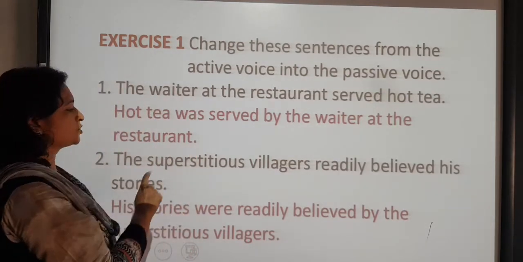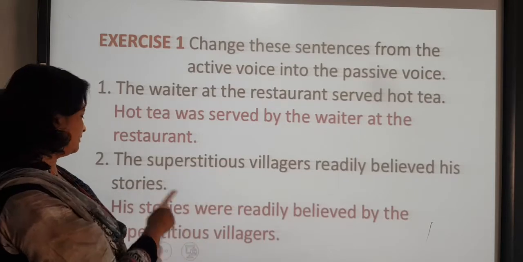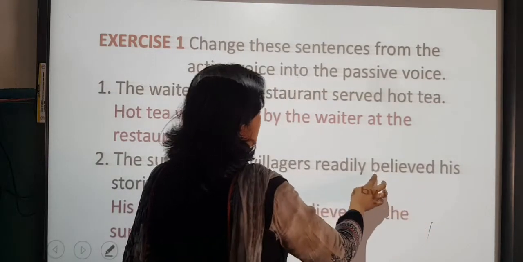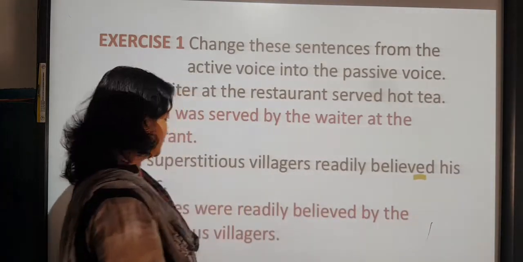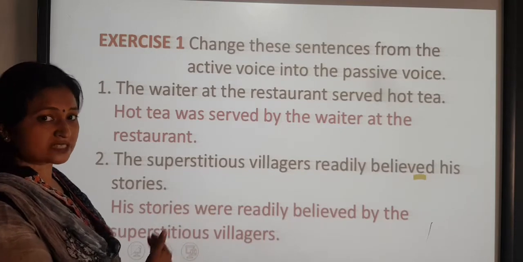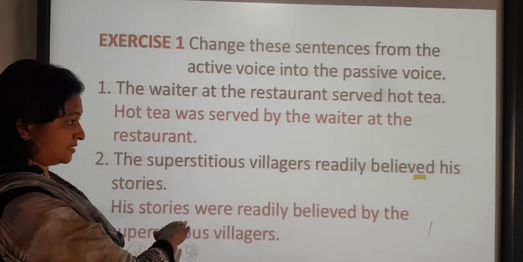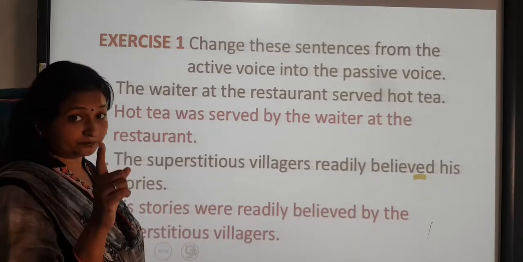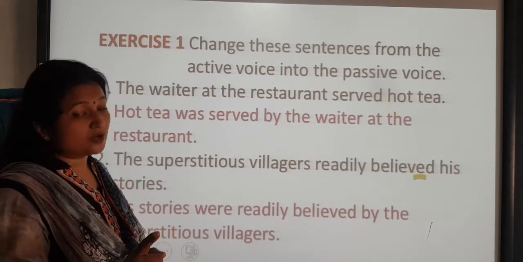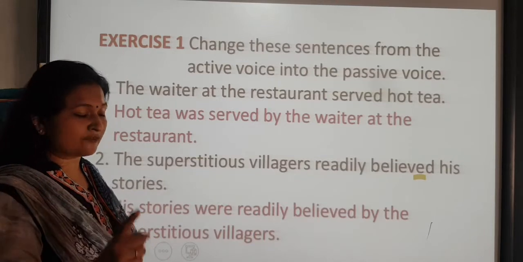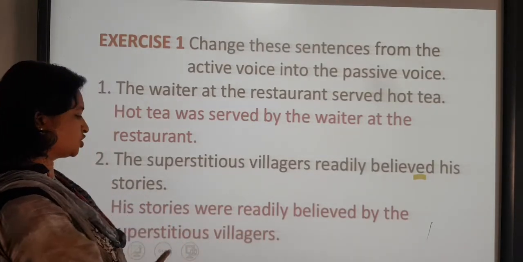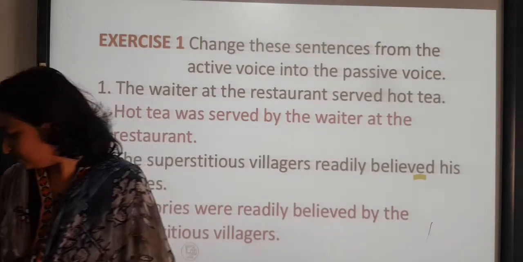Second is the superstitious villagers readily believed his stories. Now where is the verb? Yeah, believed. Now believed के बाद क्या आता है? His stories. तो his stories को शुरू में ले लें. That becomes our subject now. His stories. Now stories क्या है? Plural. And if it is plural, you have to use were. Was use होता है singular के लिए, were for plural. His stories were readily believed by the superstitious villagers.